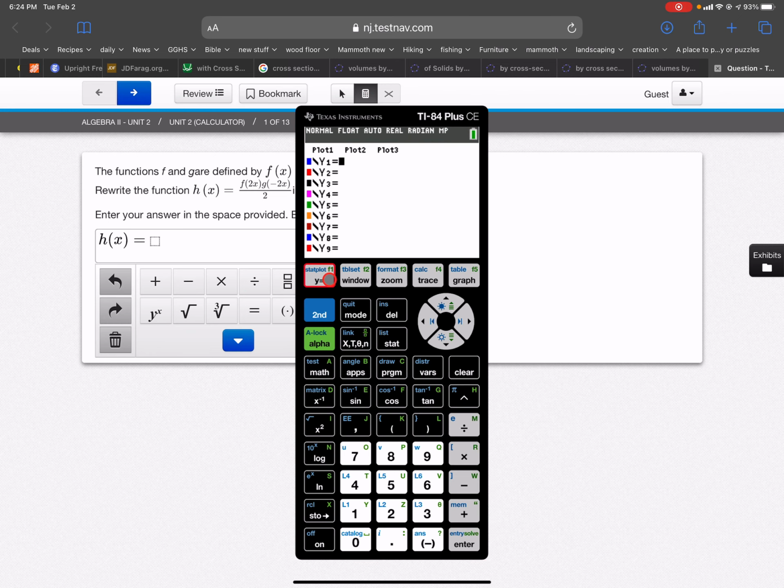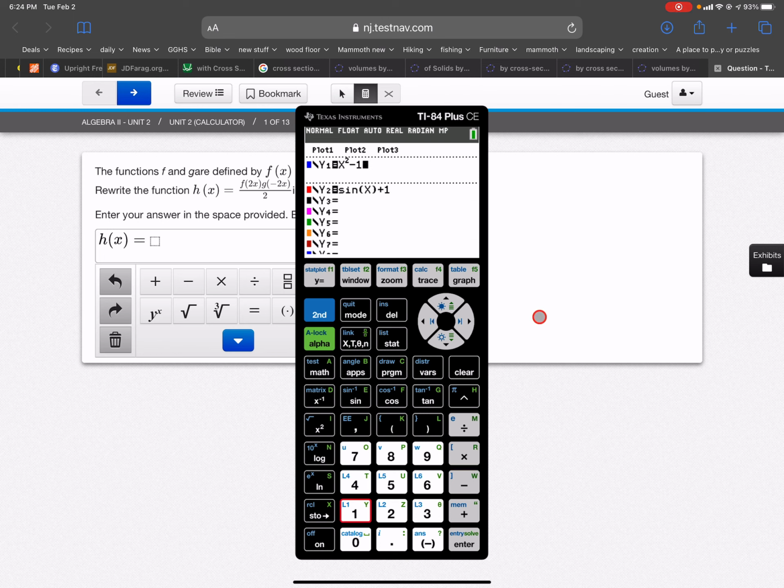Y equals. The first one's going to be sine x plus 1. There's sine x plus 1. And the second one, actually, let me switch these. Let me put that in the second one. Let me clear this. Well, I'll put it here. Sine of x plus 1. And then the first one, I'm going to put x squared minus 1. X squared minus 1.